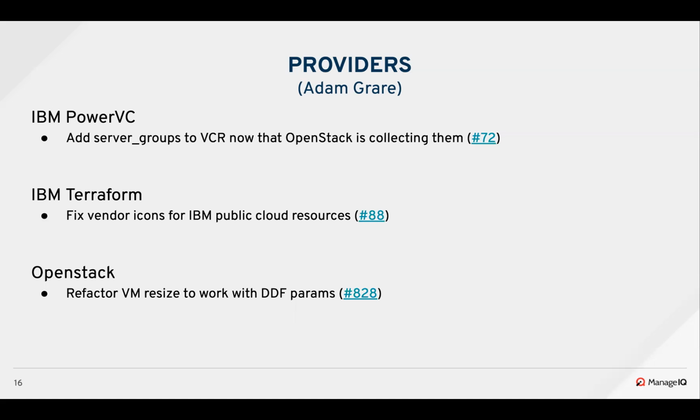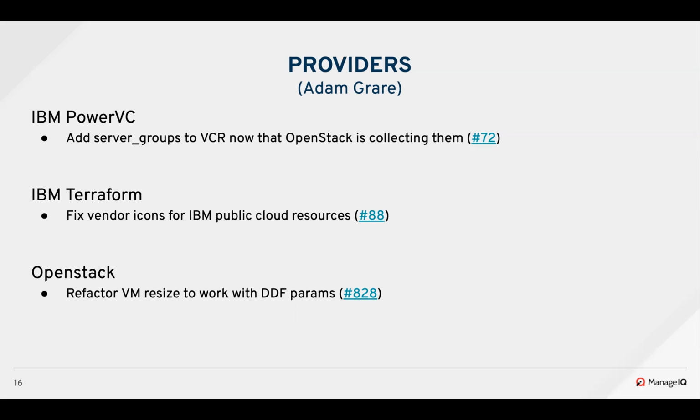For Power VC, we added server groups to the VCR. So OpenStack started collecting server groups. And since Power VC is a subclass, we had to start adding that to the VCR since they're being picked up automatically now.